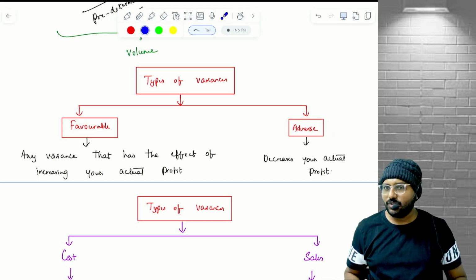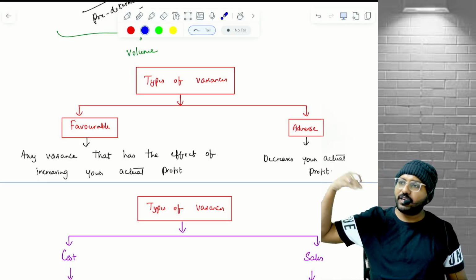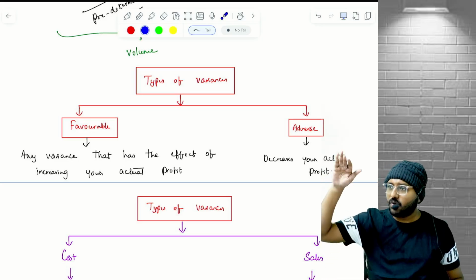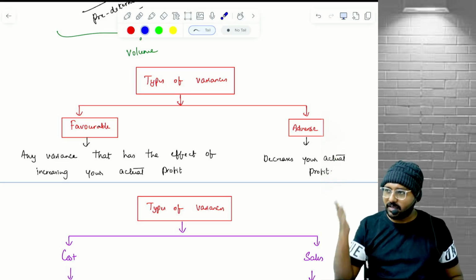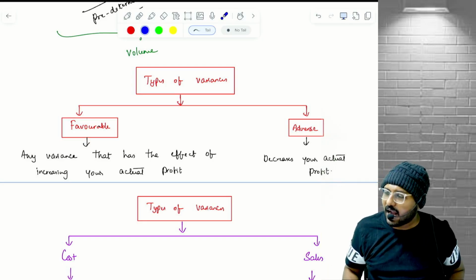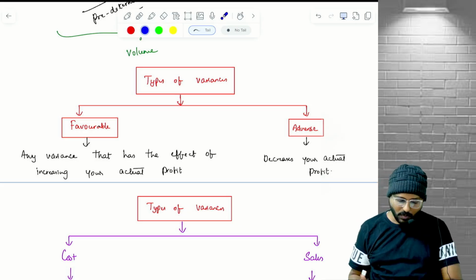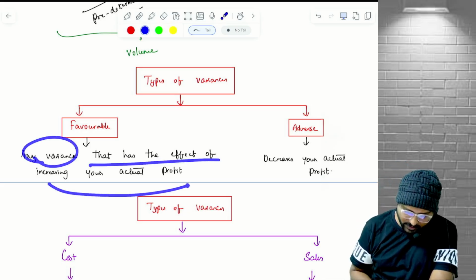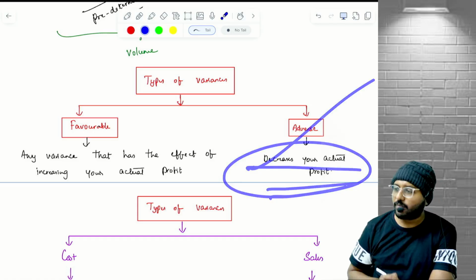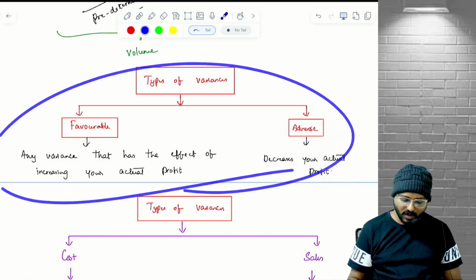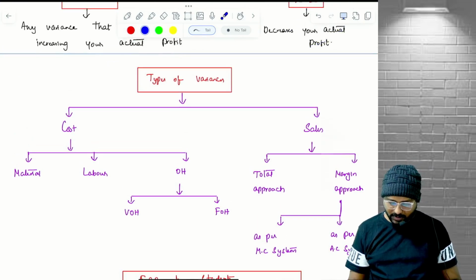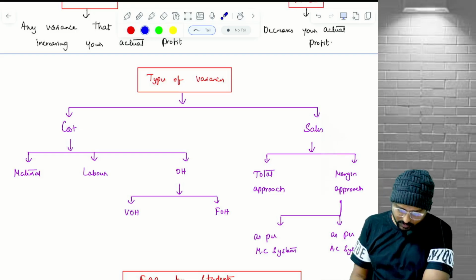Of course, that is a shortcut, but the actual meaning is that anything that has a positive effect on your profit is favorable. Anything that has a negative effect on your profit is adverse. So when you calculate a variance, you need to understand its effect on the profit. We have to think whether it will increase the profit or reduce the profit. If it increases the profit, it is a favorable variance. If it reduces the profit, it is an adverse variance. Clear? Any variance that has the effect of increasing your actual profit is favorable. Any variance that has the effect of decreasing your actual profit is adverse. Simple. Are we done with this? Now let's come to the actual chapter. So what are the types of variances we have got?